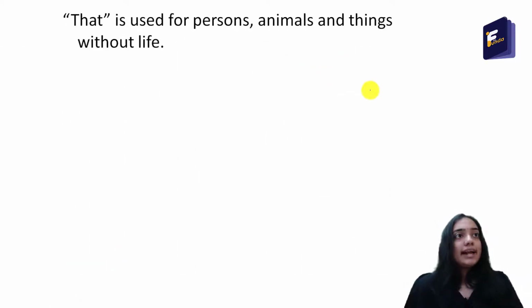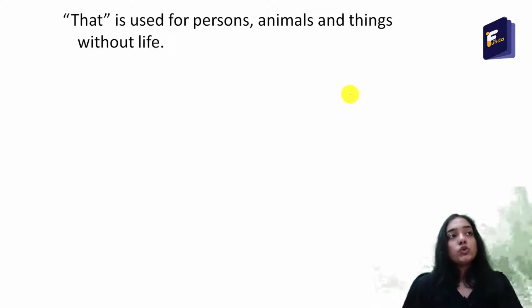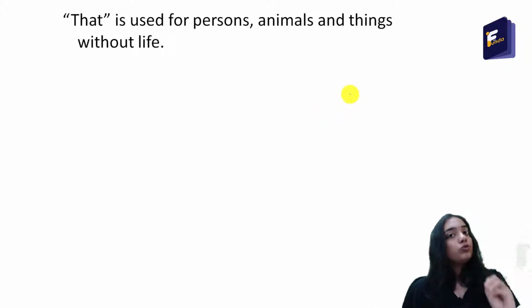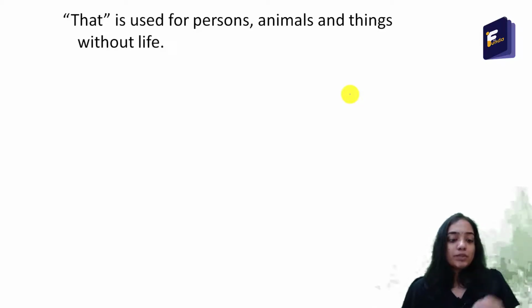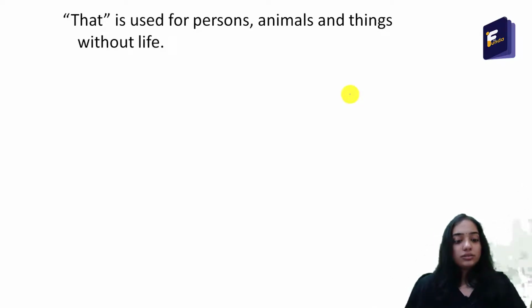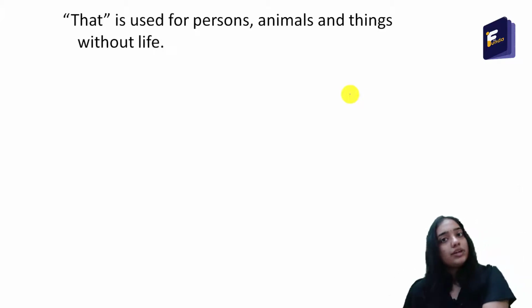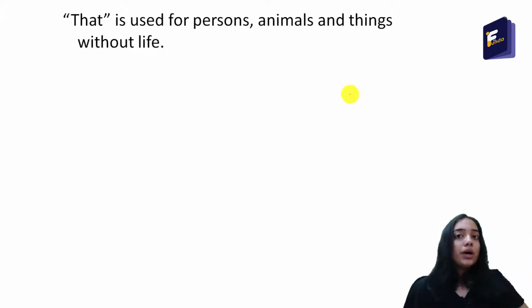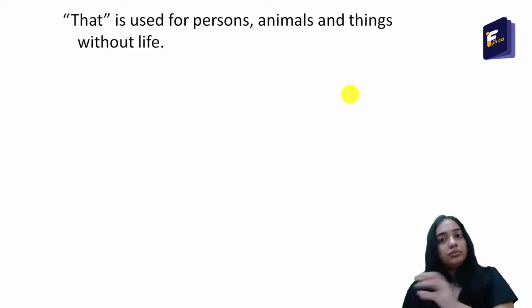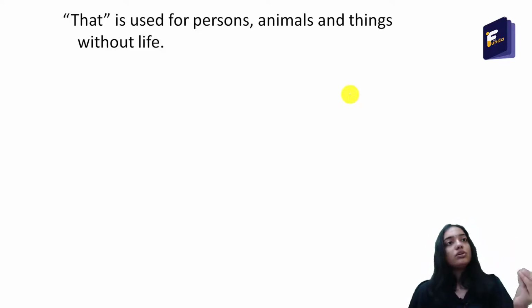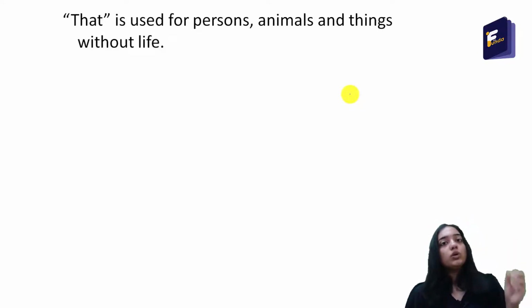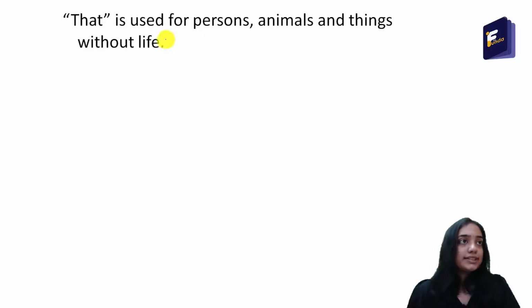So that is used for persons, animals, and things without life. So the word that can be used both for persons and animals. Okay. So you can say the horse that won the race, and you can also say the boy that, means both for persons and for animals and things, you can use the word that. So for example, he is the wisest man that ever lived.